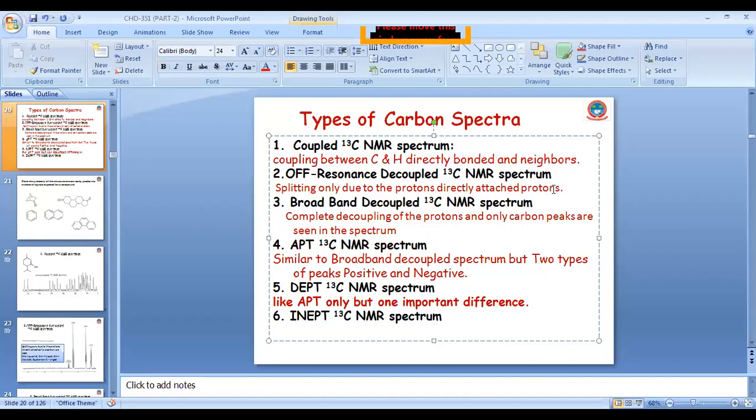Another type of spectrum you can get from the carbon 13 instrument is off resonance decoupled carbon 13. What is the meaning of off resonance decoupled? In this, the splitting by the N plus 1 rule and the signal will appear because of coupling between the protons which are directly attached to the carbon. So remember this point. In off resonance decoupling, the long range coupling is removed, so only those couplings in which the directly attached proton, or other atoms also, will split the signals.